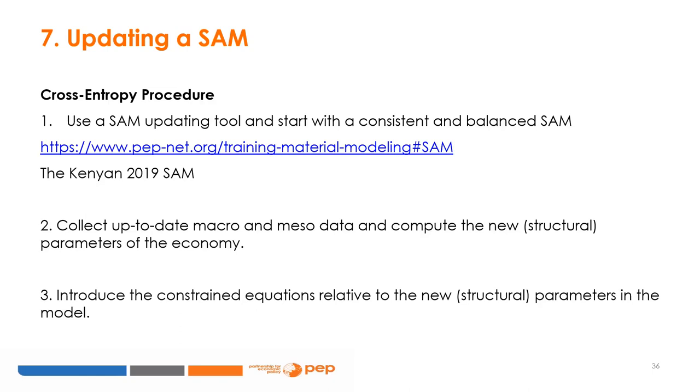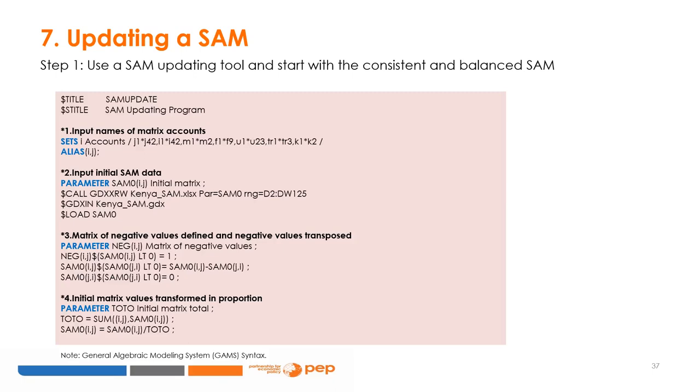In step three, introduce the constrained equations associated with the new structural parameters in the model. A simple illustration in GAMS syntax is provided next. This simple illustration is applied to the Kenyan economy. In step one, a SAM updating tool is used with the Kenya 2015 SAM.